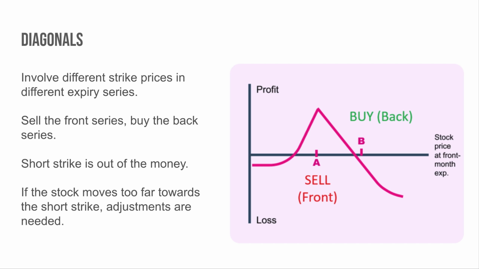So strike A would be the short option and strike B would be long in the back series. So if the stock moves too close to the short strike, an adjustment will be necessary. Similarly, if the stock moves too far away from the short strike, we'll also have to do another adjustment. So it's pretty similar to the calendar. So let's just go inside Thinkorswim and take a look at the trade.